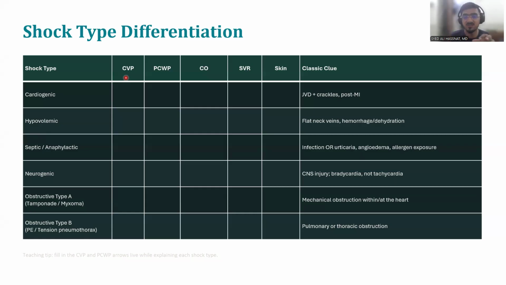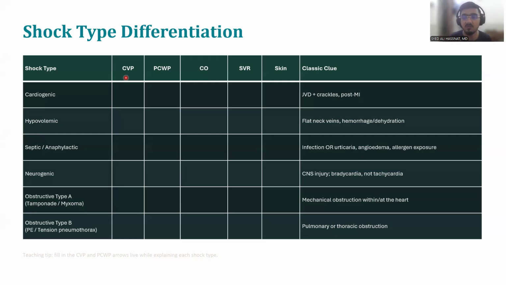SVR, you know that this is basically the resistance in the arteries when the blood leaves the heart in the aorta and in the further branches of the aorta. The resistance in those is the TPR, total peripheral resistance, or systemic vascular resistance.